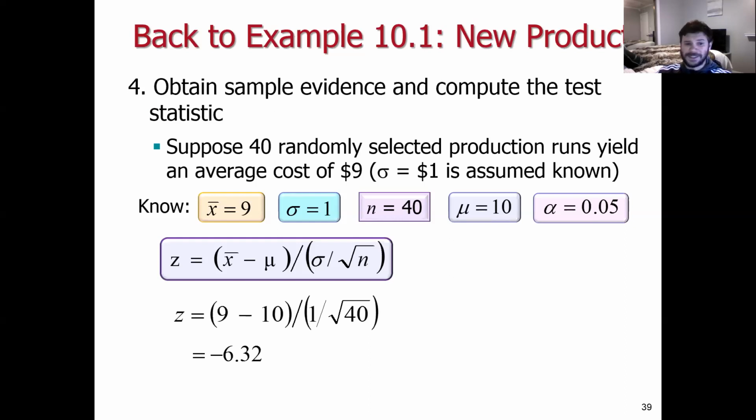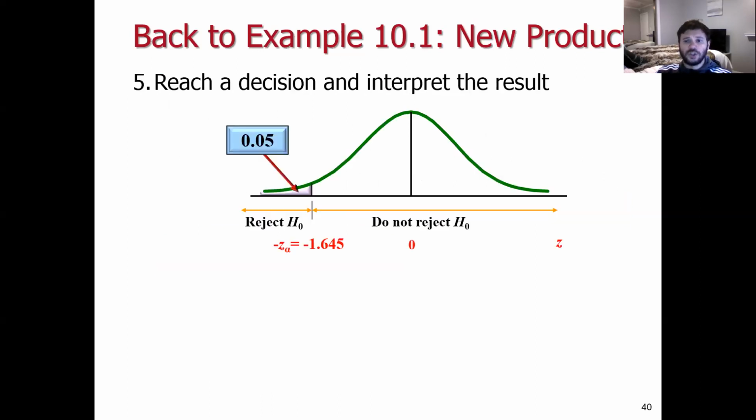Okay, and notice minus 6.32. That's over 6 standard deviations to the left of the mean. That's an extreme value right there. Very extreme value. So at this point, we're going to take that test statistic, we're going to come back, we're going to compare it to our rejection region and our do not reject region. And we can see here that test statistic is way smaller than the z-value.